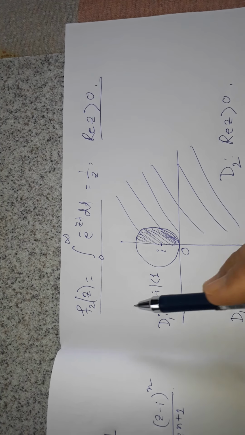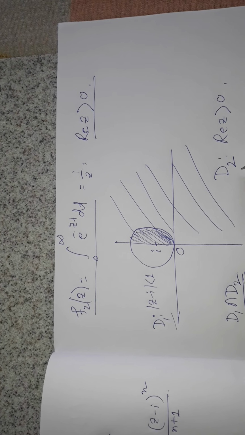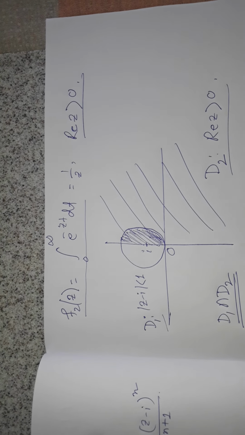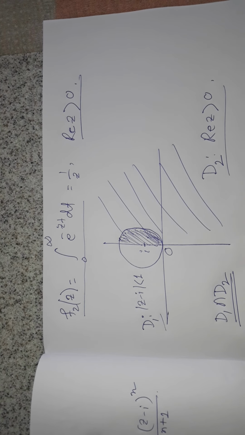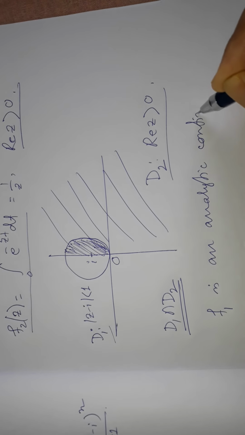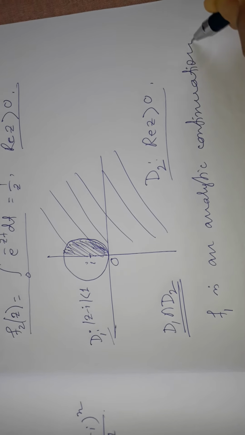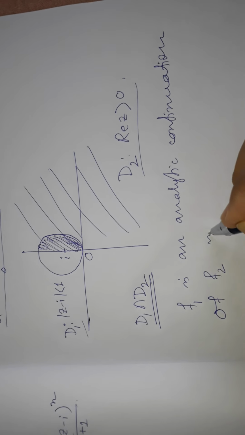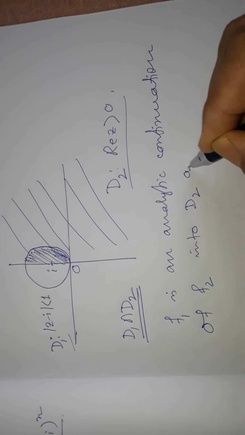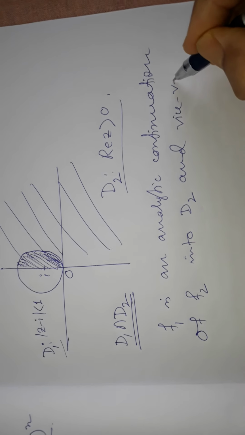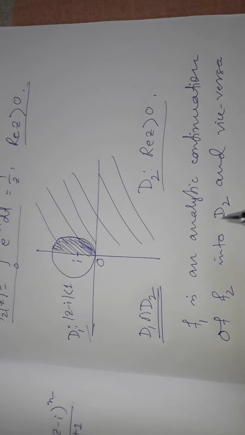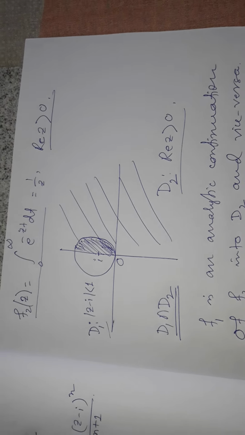All right. So f1(z) is analytic in D1, f2(z) is analytic in D2, and in the common region both functions are the same. Therefore f1 is an analytic continuation of f2 into the domain D1, and vice versa. That means f2 is an analytic continuation of f1 into the domain D2. So that gives an example.